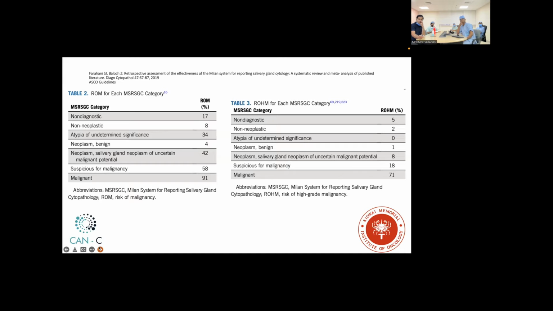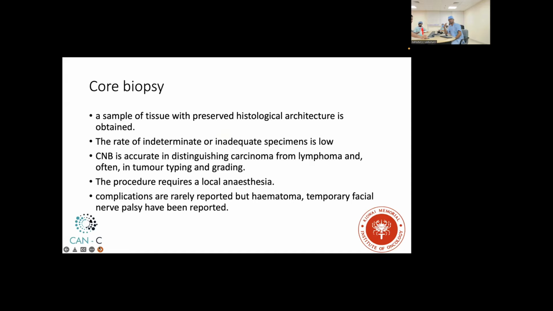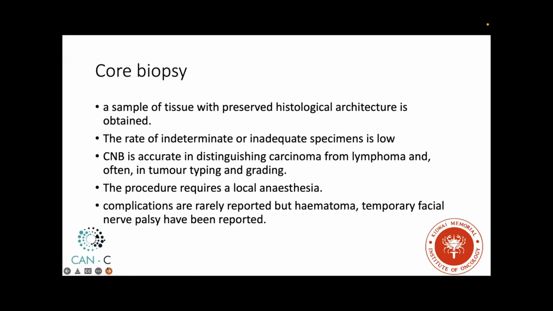However, we do require core biopsy very often. This is mainly because in a core biopsy, we have a preserved histological architecture, and hence it gives a better tumor grading. It also gives a better tumor typing. The rate of indeterminate and inadequate specimens in a core biopsy is extremely low. However, core biopsy is associated with a few cases of complications like hematoma or even temporary facial nerve paralysis.